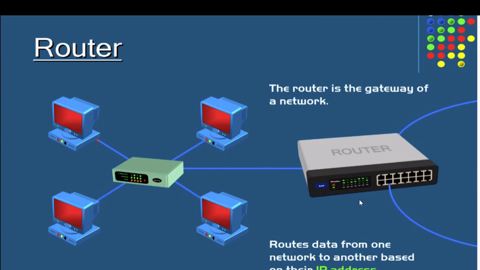Now let's talk about router. The router is basically a gateway of a network, and the router routes the data from one network to another on the basis of IP address. IP address is also a unique number given to every network, and it starts with 198.162.16.18. It's a binary number, a special code given to every network.